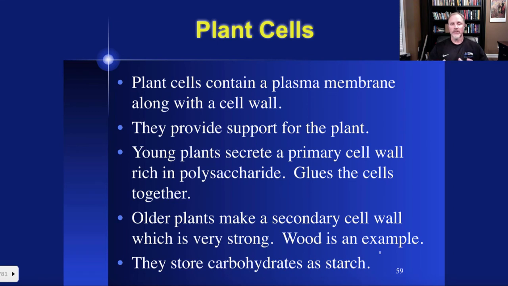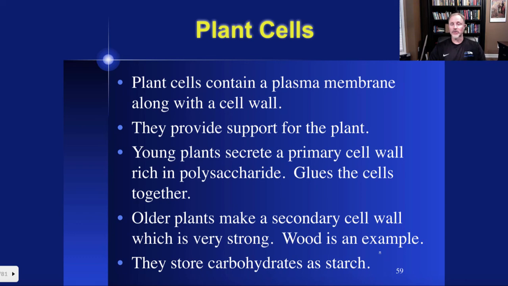And the young plants that are being built secrete this primary cell wall, which is very rich in polysaccharide. And this is what's going to glue these cells together to start providing some strong integrity for the plant so that it can withstand different types of environmental conditions. And then plants that live from year to year make a secondary cell wall, which is very strong. It gets lignified, and an example of this would be wood. So there's a lot of other types of things that can get laid down that really add to the structural integrity of these primary cell walls that are being laid down.